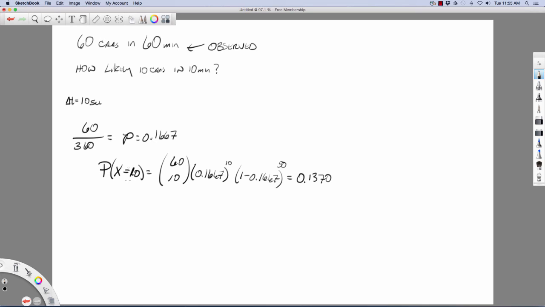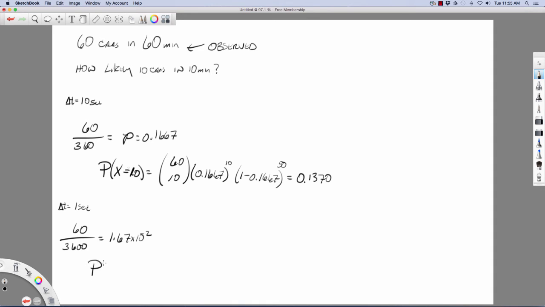And finally, let's do a 1-second interval. So our delta t is equal to 1 second. So again, we have 60 cars. This time, in 60 minutes, we have 3,600 of these intervals, so p is equal to 1.67 times 10 to the minus 2.